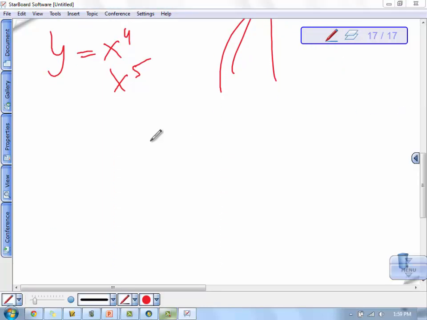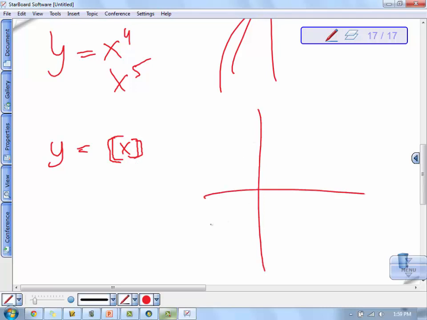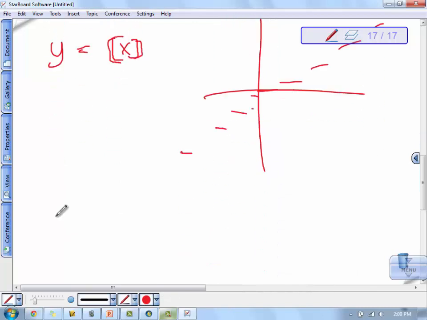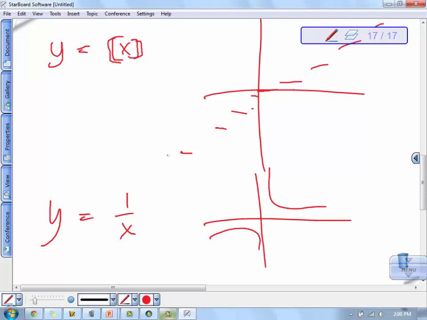You know, even if you have the y equals integer of x function, this one we know is a step function like this. Well, you can also shift this one right or left or up or down. You shift the whole function. There's a bunch of basic functions, but y equals 1 over x would be this function. You can shift that one as well. So we're going to shift all these functions today.